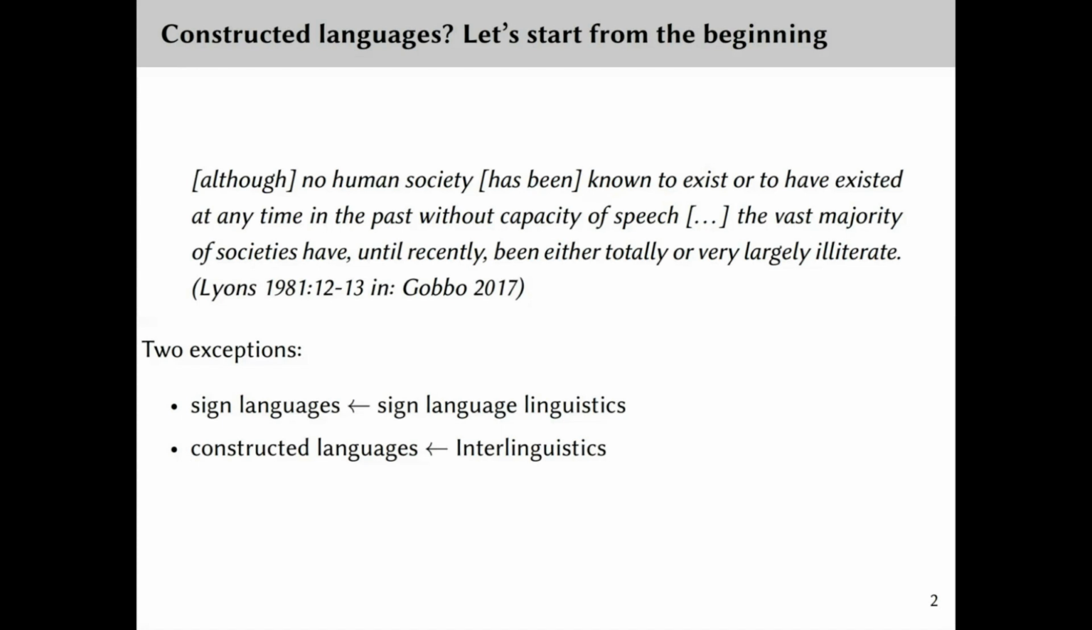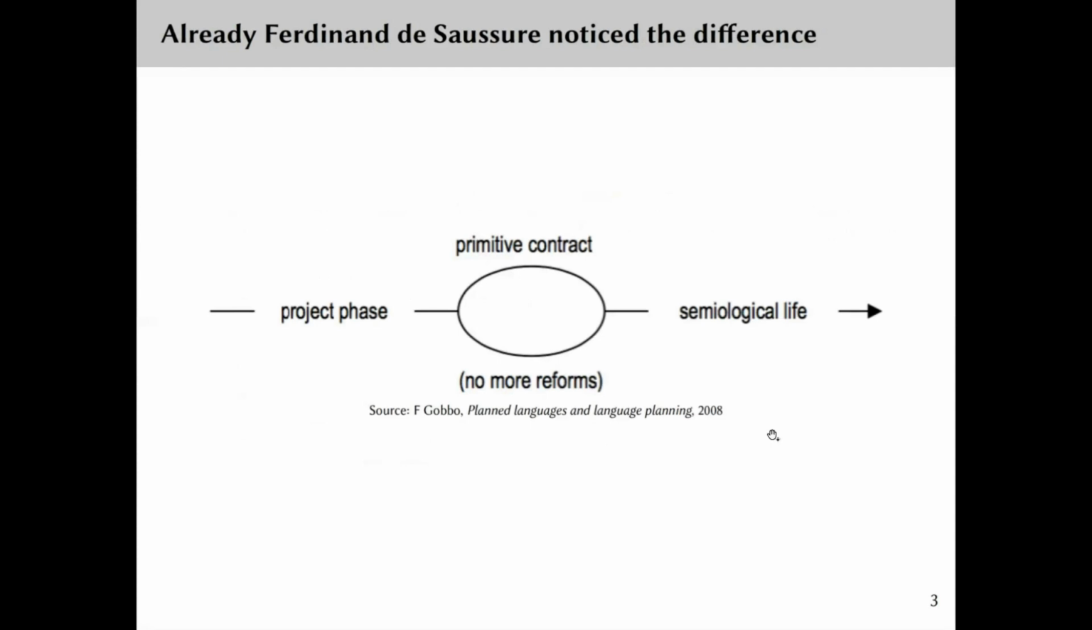But today we are talking about the second exception, which are constructed languages, and the discipline dealing with that is called interlinguistics. So already Ferdinand de Saussure, the founding father of modern linguistics, in his 1916 Course in General Linguistics, mentioned Esperanto three times, saying exactly that the life of a constructed language is different, because you have a project phase before the primitive contract. What is the primitive contract? It is that mutual agreement that the community of speakers or users of a language share in order to be understood one by the other.